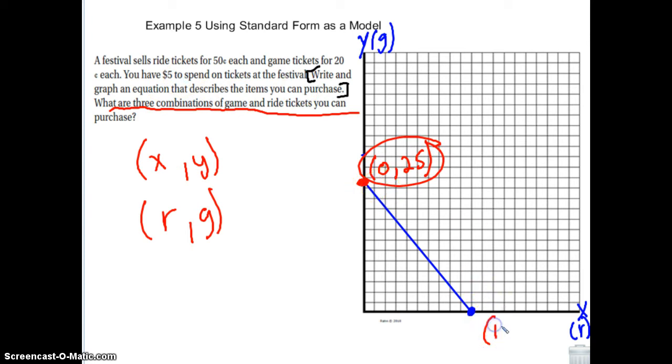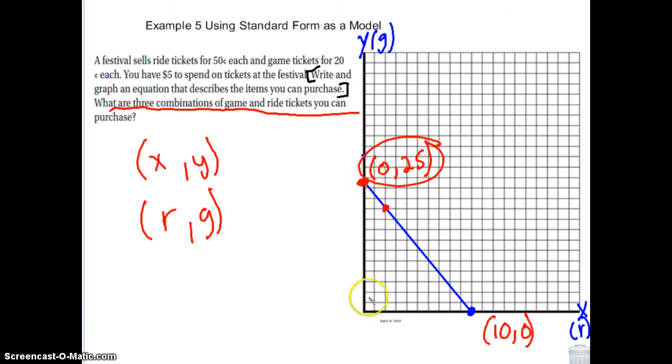I could ride 10 rides, but could I play any games? Nope, because that is on the x-axis. So there's two combinations. I need 3. So I'm going to find a spot on the line that fits nicely, and I see a spot right here. And that spot is 2.